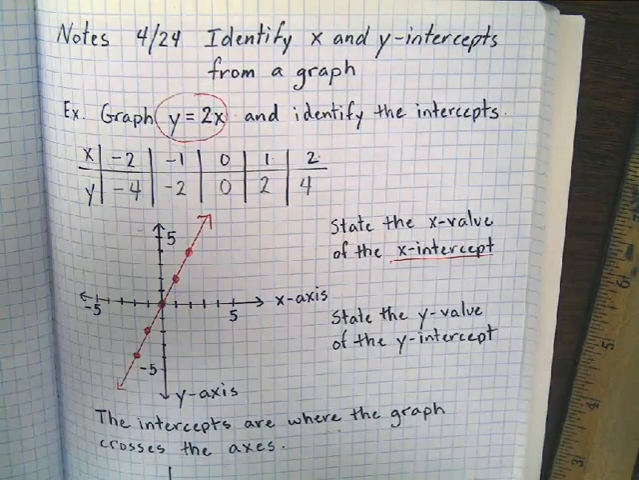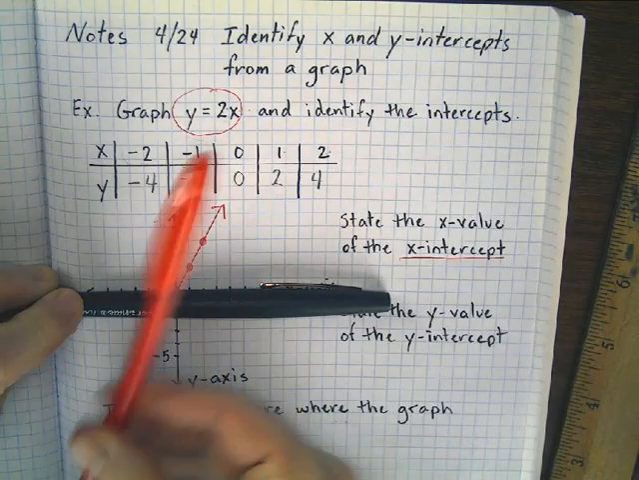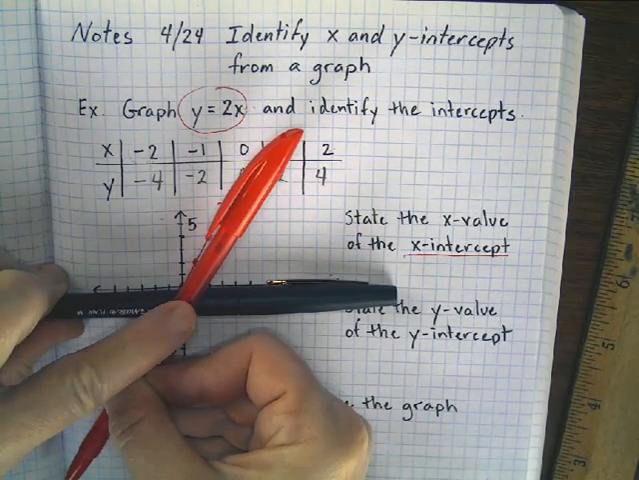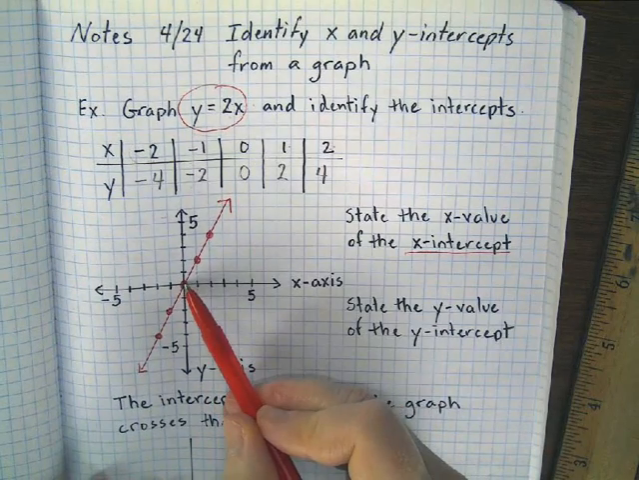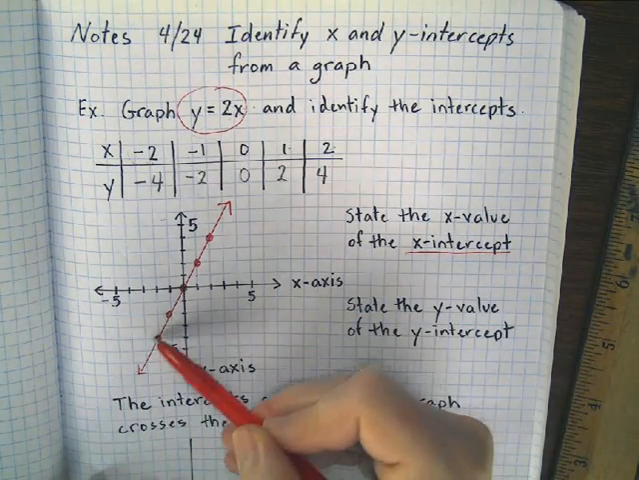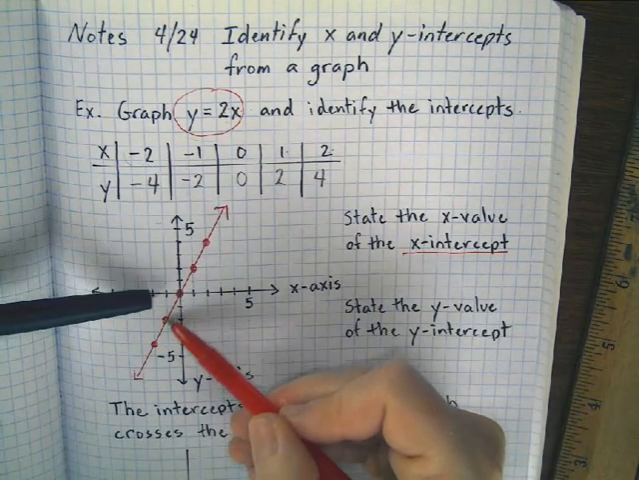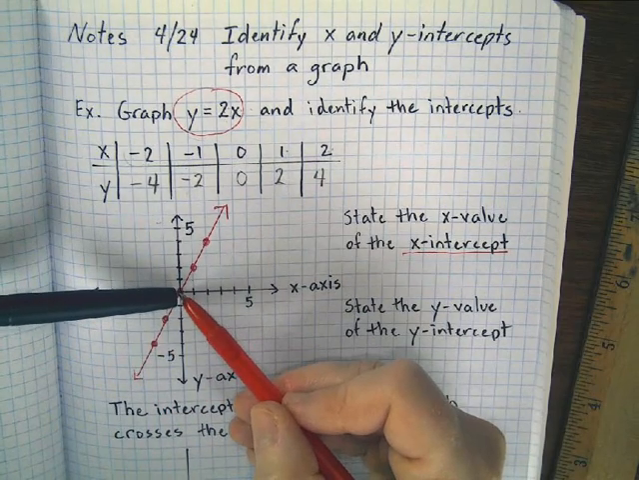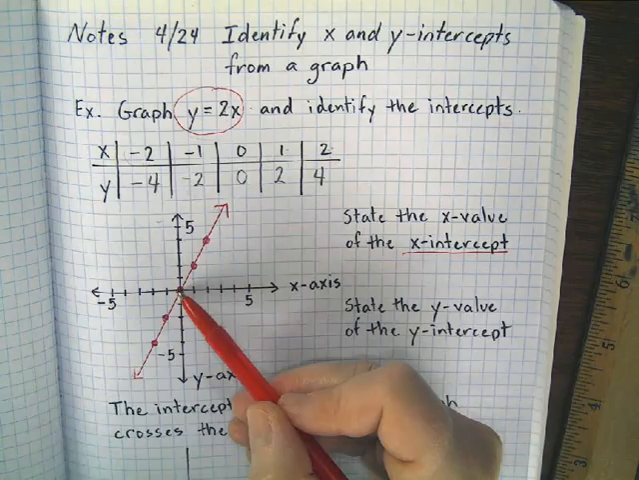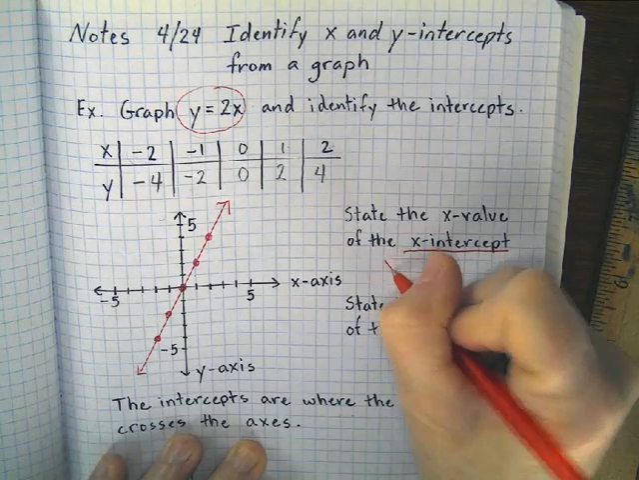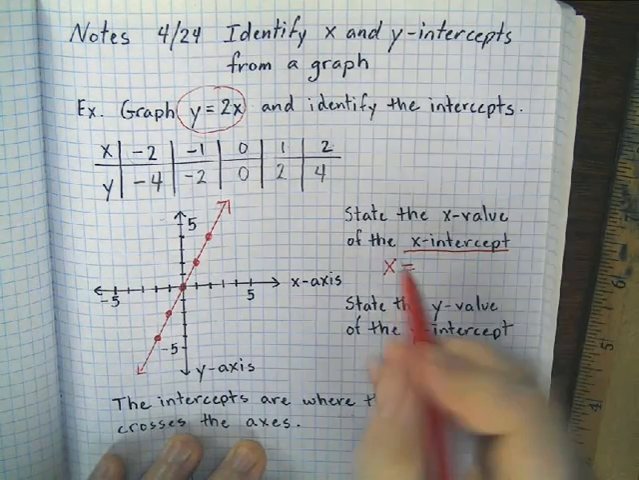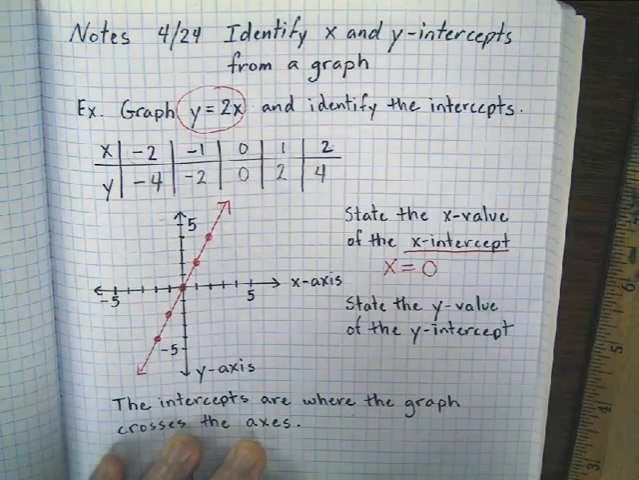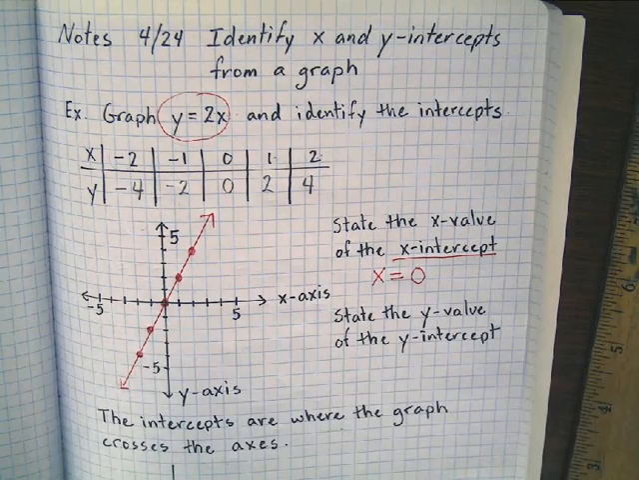So here's my x-axis, here's my line. Where are they crossing? I'm looking for this point. They're crossing right here. They hit each other, bam, right there. So the x value of the x-intercept is 0. So in Math Space, it's going to ask it like this. State the x value of the x-intercept. It is 0.